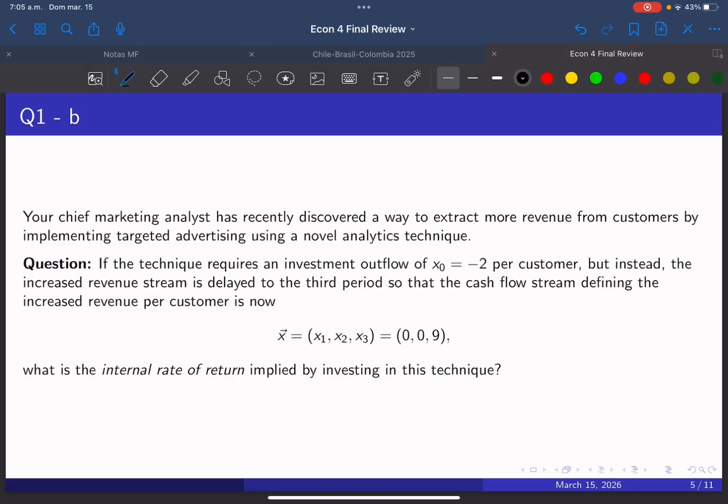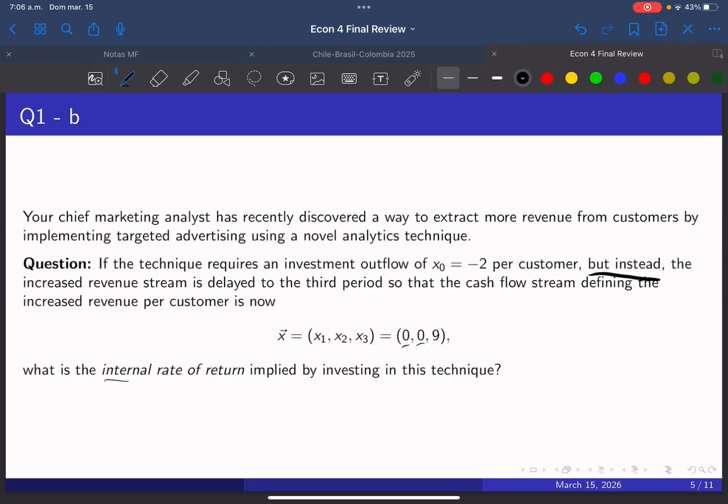It's the same setup, but instead, the increased revenue stream is delayed to the third period. So you're basically not getting any additional revenue in the first and second period, but you're still getting that 9 additional revenue in the third period. And then what is the internal rate of return implied by investing in this technique?